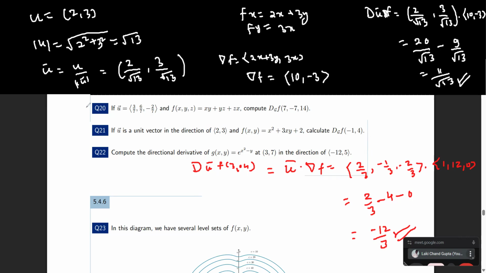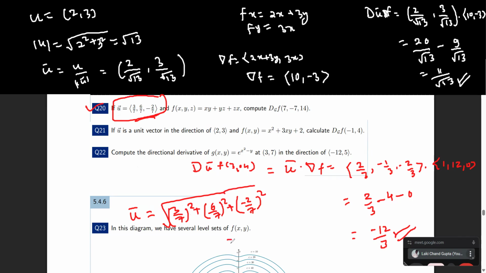And in this question, it is already given a unit vector, because when you find the modulus, you will get 1. You can see, 49 by 49, so 1. This is already given in unit vector form, but this other one is not given as a unit vector. I see the difference.